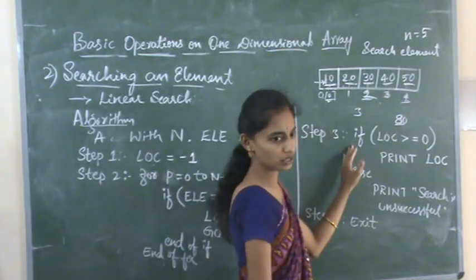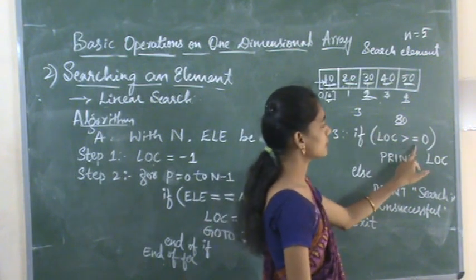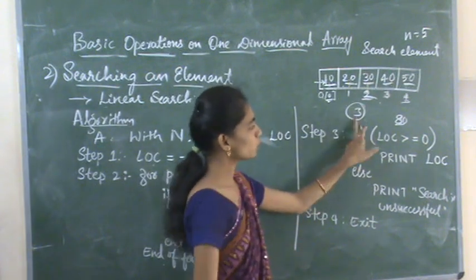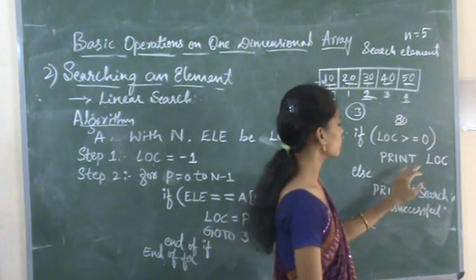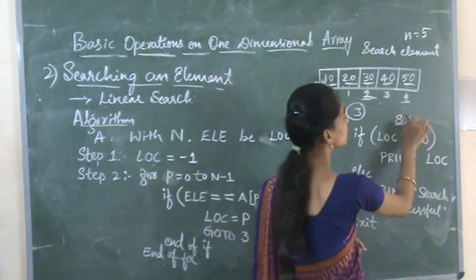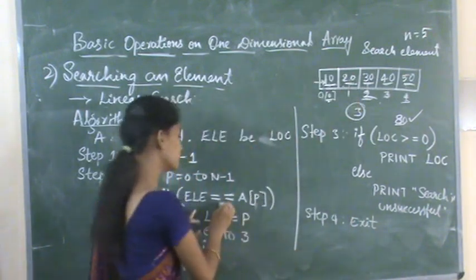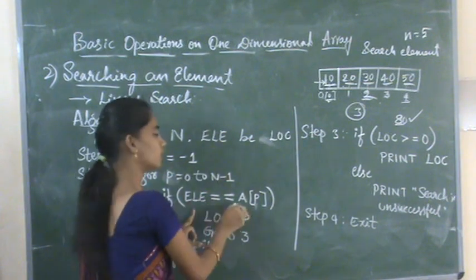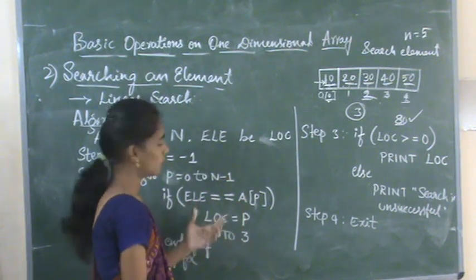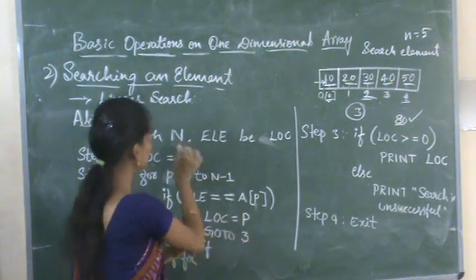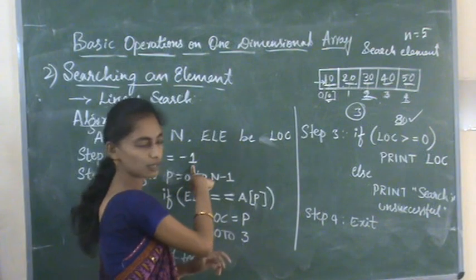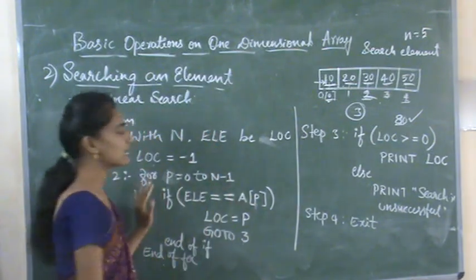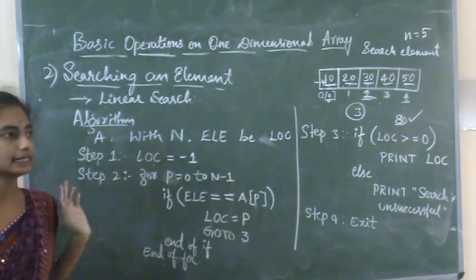Here it will check whether the location LOC is greater than or equal to 0. If we consider 2 as the LOC, 2 is greater than or equal to 0, true, so it will print the location. If I take 80, this condition becomes false, because it doesn't match any of the array elements. So it becomes false. The location is still the initial value -1, so it will print search is unsuccessful. So this is the algorithm for linear search.